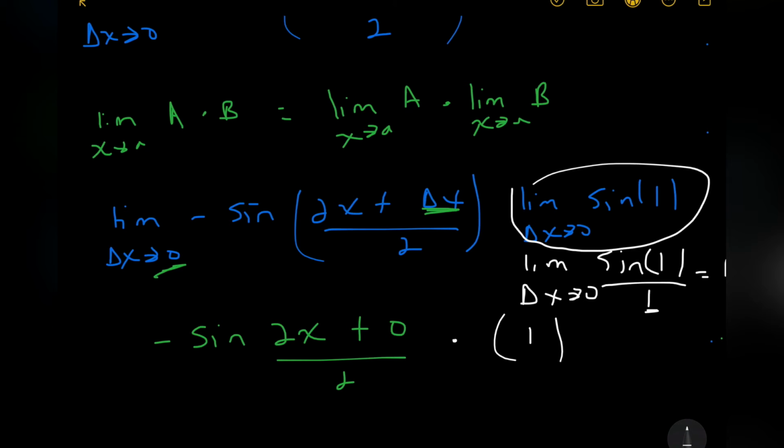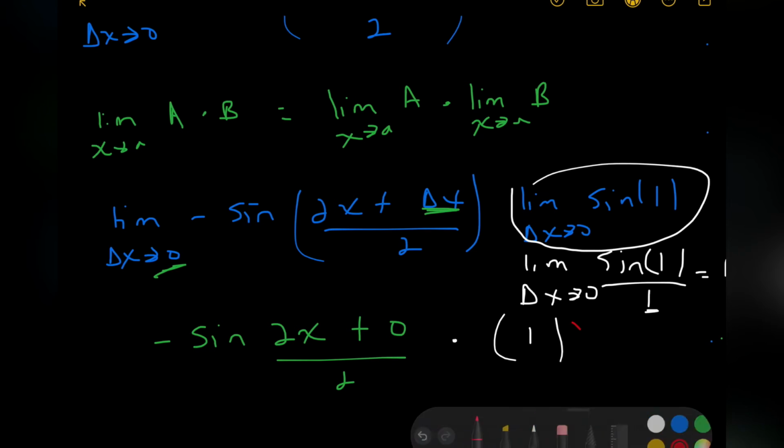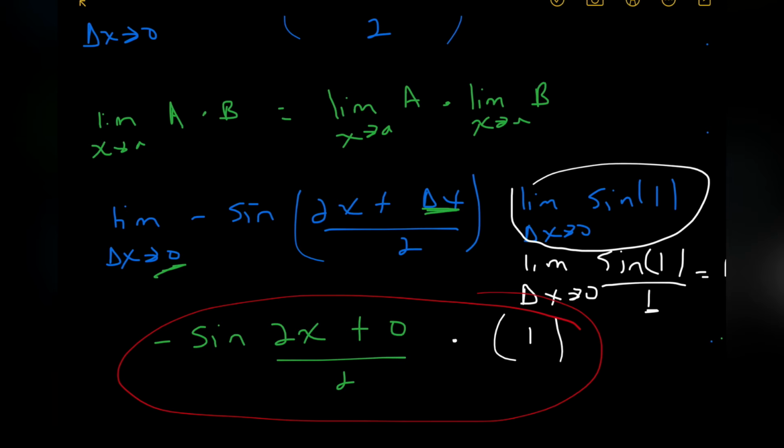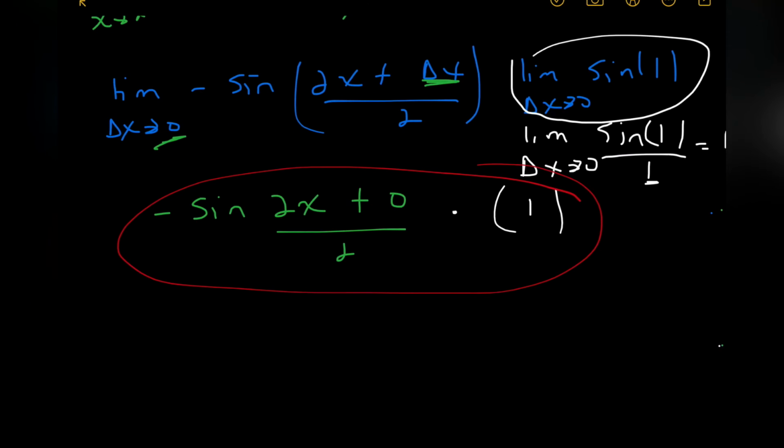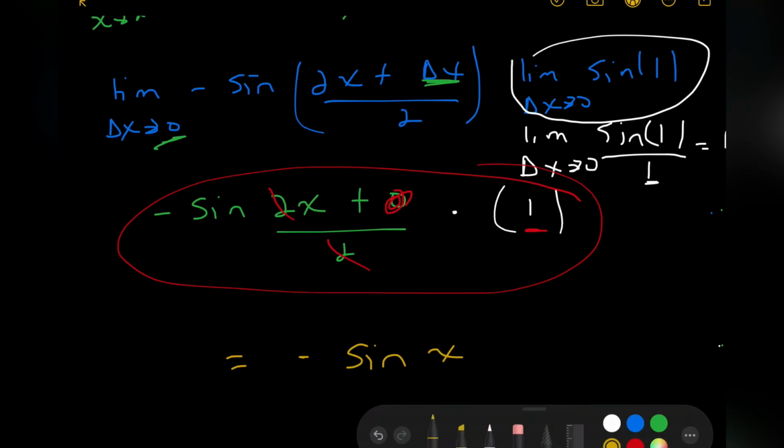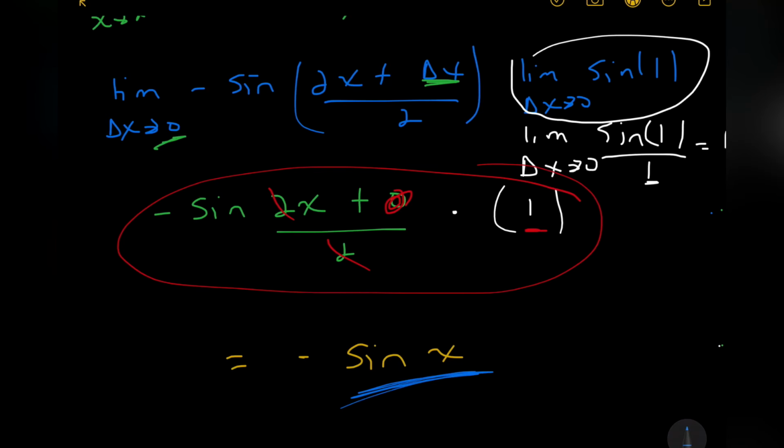So if we go ahead and simplify all of what we have here, we will result in negative sine x. And that is because this 2 cancels this, and there's just a 0 there, and that's being multiplied by 1. So our final answer is equal to negative sine x. And that is indeed the derivative of cos x. If you remember from the derivative table I showed you, the derivative of cos x is equal to negative sine x.